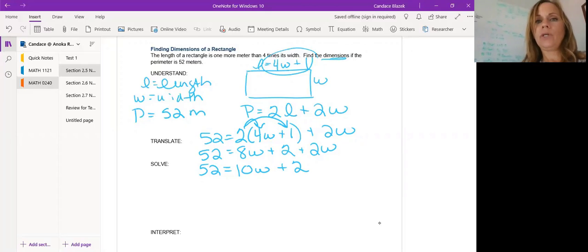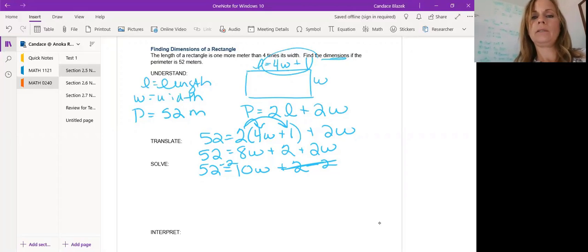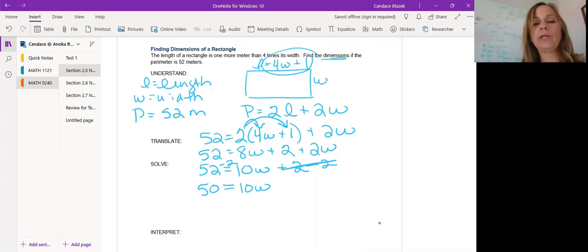Right, and now both sides of the equation are in simplest form. My next step is to use the properties of equality to get W alone. So I'm going to subtract 2, because I'm going to do the opposite of plus 2 to move my constants to the left. The 2's cancel on the right. I have 50 equals 10W. And then I'll use the division property of equality to divide by 10. Notice the 10's cancel on the right, and I have W is equal to 5.